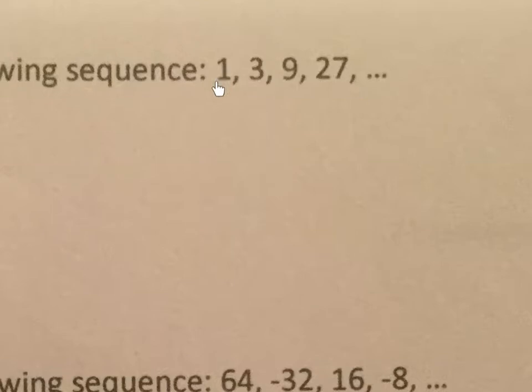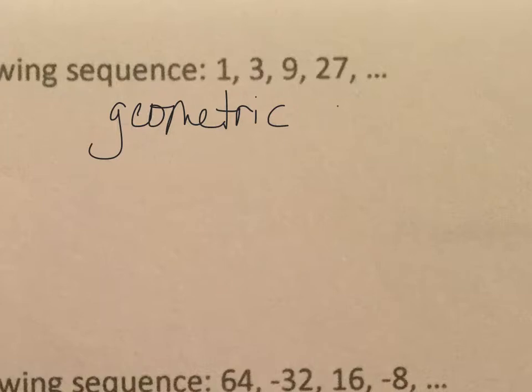So if I do 1 times 3, well that's 3, and 3 times 3 is 9, and 9 times 3 is 27. So it looks like this is going to be a geometric sequence because it has a common multiplier to get from term to term. So the ratio is always the further term divided by the closer one, which is 3.